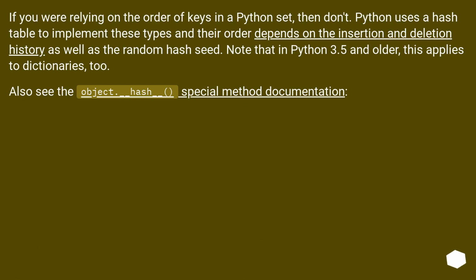If you were relying on the order of keys in a Python set, then don't. Python uses a hash table to implement these types, and their order depends on the insertion and deletion history as well as the random hash seed. Note that in Python 3.5 and older, this applies to dictionaries, too. Also see the object.__hash__ special method documentation.